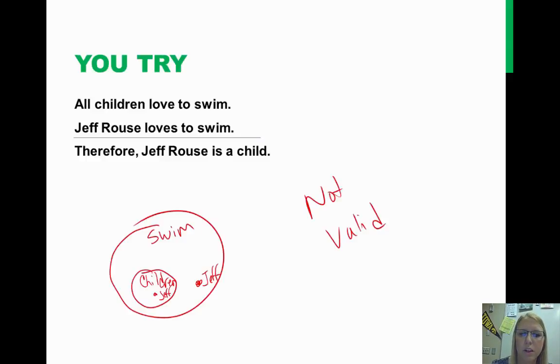Notice that on this one, Jeff could have been inside the swim circle in 2 different places. He could have been inside the circle one, or he could have been just outside the circle, inside the swim circle. So this is not a valid argument because it doesn't prove that Jeff is indeed a child. It could have been in either case.